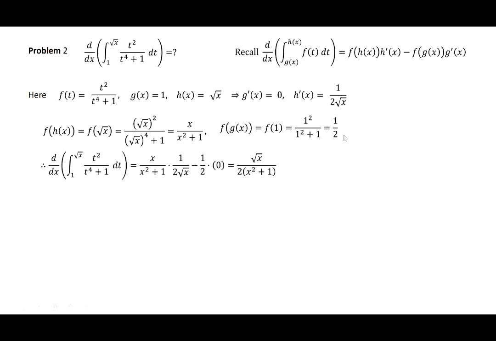We are ready to figure out the derivative. And that is f of h of x, x over x square plus 1, times h prime of x, 1 over 2 square root of x, minus f of g of x is 1/2 times g prime of x is 0. Just a matter of plug and chug once we get all these quantities. And so the second term just went to 0 because of multiplication by 0. And so we are done.